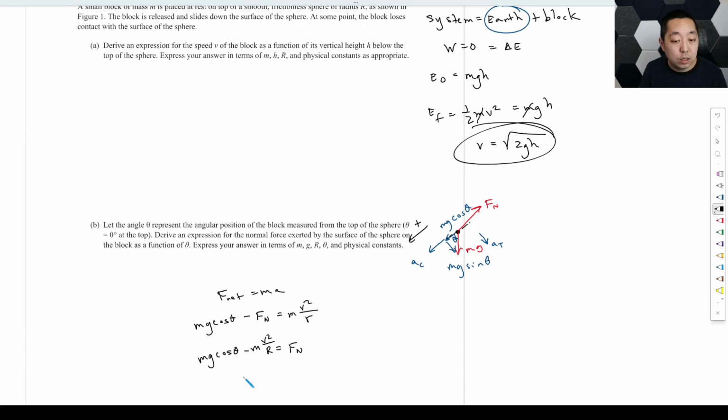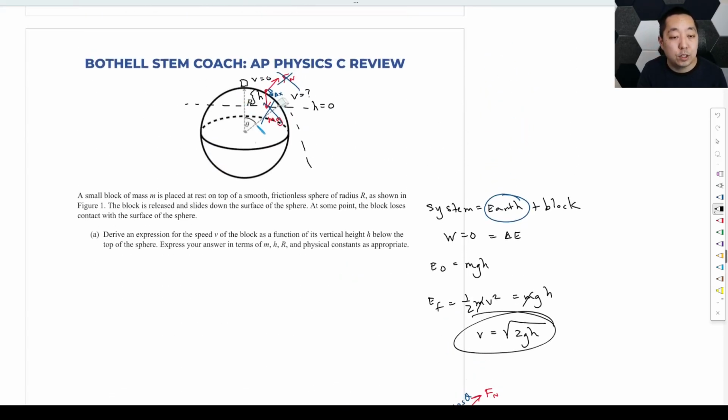Okay, so now we have to think about it. We know v is the square root of 2gh, but I'm not allowed to use the height either, so I have to use the theta. So now I have to go back to this picture and think about how I figure out what this h is in terms of the theta, right? Because that's where I'm stuck. I have to do it in terms of the theta here.